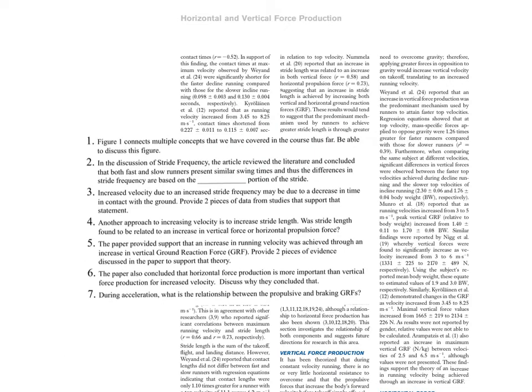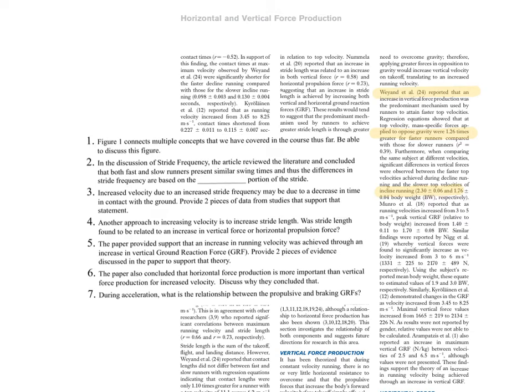Question 5. The paper provided support that an increase in running velocity was achieved through an increase in vertical ground reaction force. Provide 2 pieces of evidence discussed in the paper to support that theory. So that is basically over here. The Weyand article: as velocity increased, there was a 1.26 times greater vertical ground reaction force for faster runners. Sometimes, to compare speed, they did uphill versus downhill, right? Decline running, you tend to go faster than up incline. So that also showed an increased vertical ground reaction force.